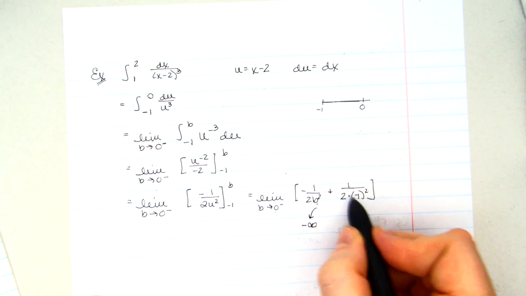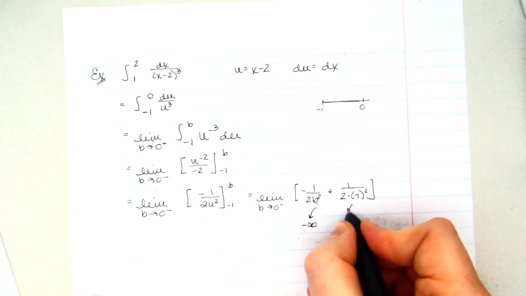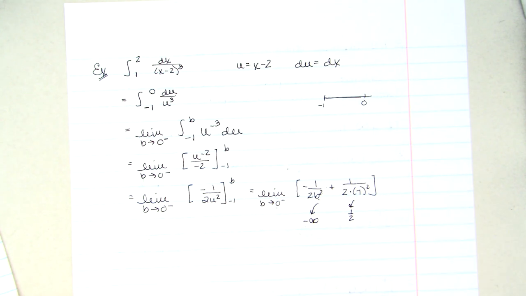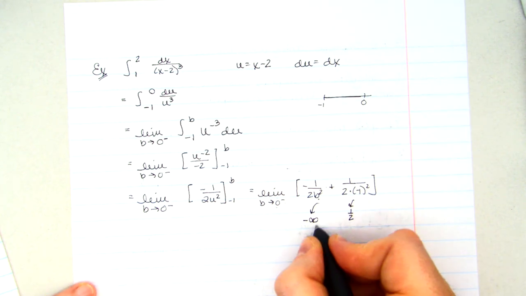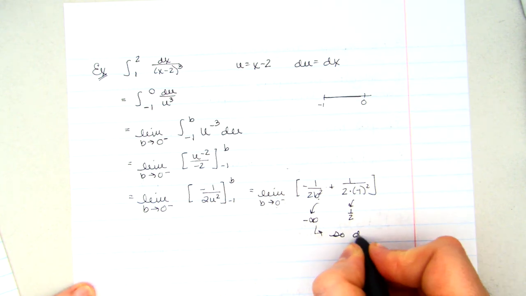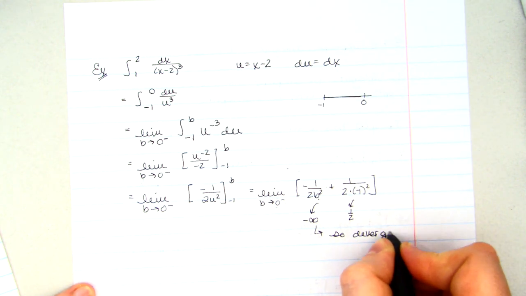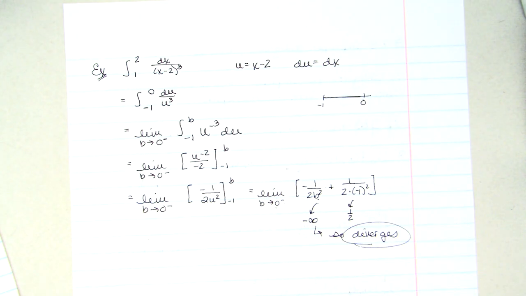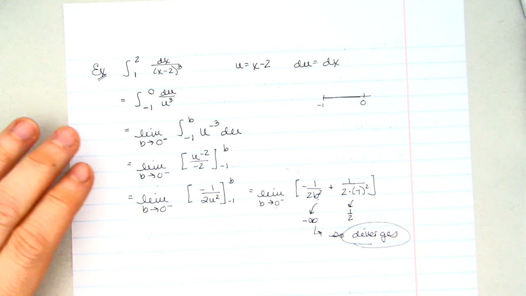I don't even really care about this part, although that part's okay. That part's just positive 1/2. You can't handle negative infinity plus 1/2. Therefore, we're going to say that this integral diverges. That one diverges. One more.